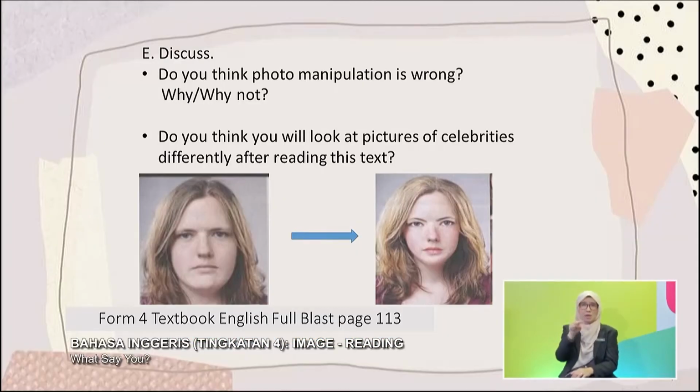And the next question is, do you think you will look at pictures of celebrities differently after reading this text? I like this question a lot. Yes, right? I have my own thoughts as well. Yes, exactly. I'm looking forward to hearing from the girls actually. All right. And I've put in the two pictures on the slide, as you can see, which is from the text. A picture of the girl, all right?